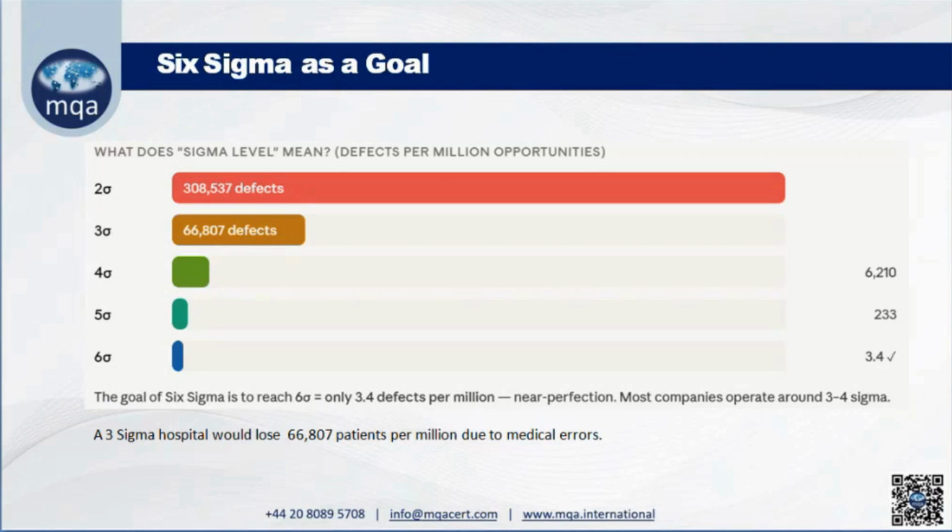A 3 Sigma hospital would lose 66,807 patients per million due to medical errors at level 3 Sigma. Now, can they afford it? What will be the reputation, legal cases, and social repercussions if you start losing so many patients per million due to medical errors? So wherever it's a question of life and death, or it's critical, like launching a satellite into space, there we actually have to follow Six Sigma kind of quality, where we don't want to leave things to chance.